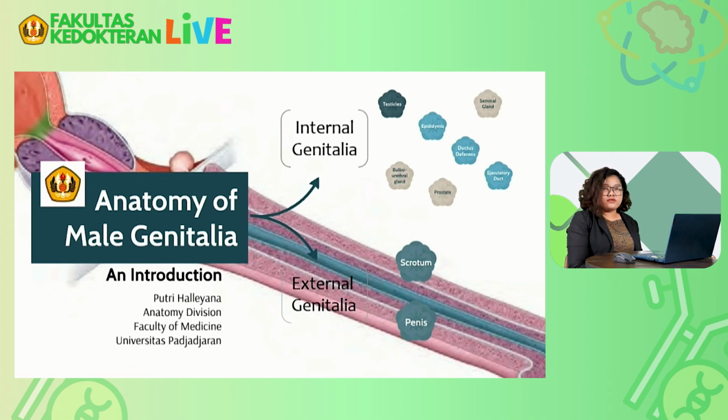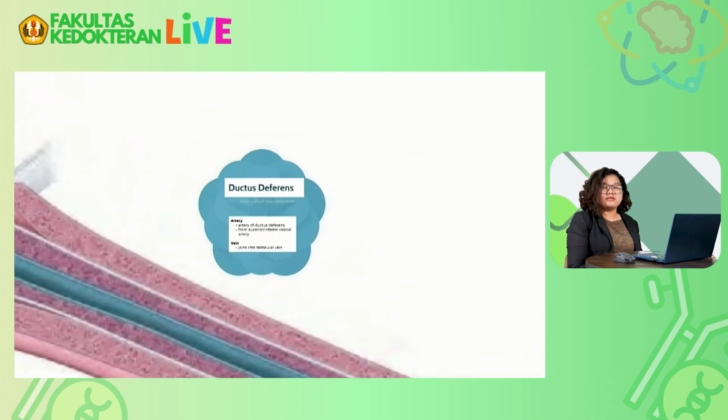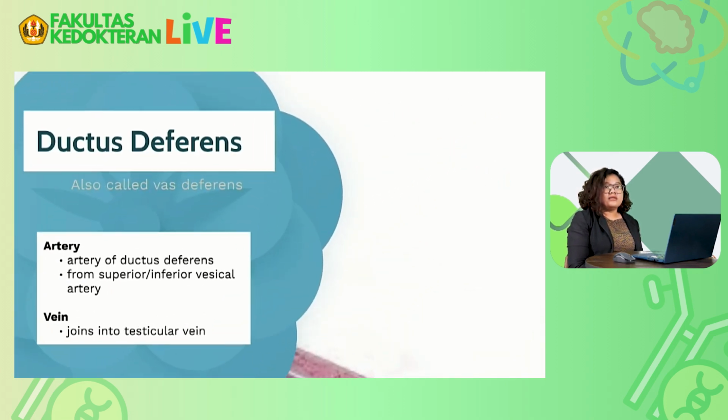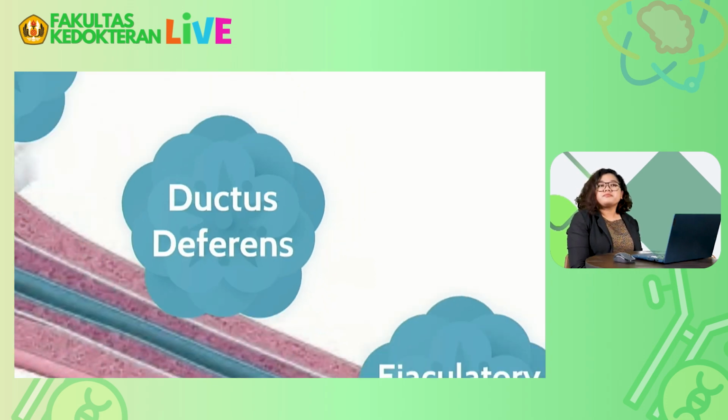Sorry, I haven't talked about the arteries and the veins of the ductus deferens. The artery of the ductus deferens derives from the superior or inferior vesical artery because it's close to the vesical artery, while the vein joins into the testicular vein.